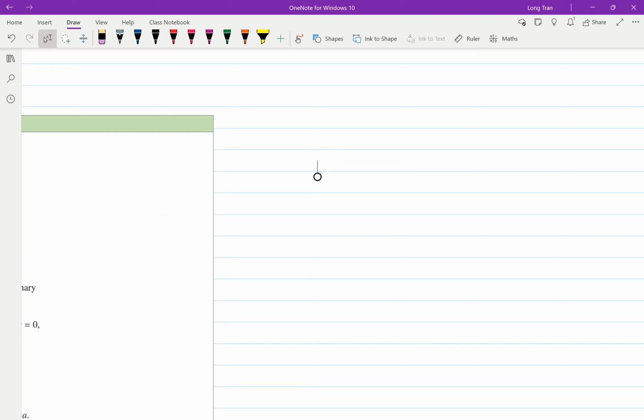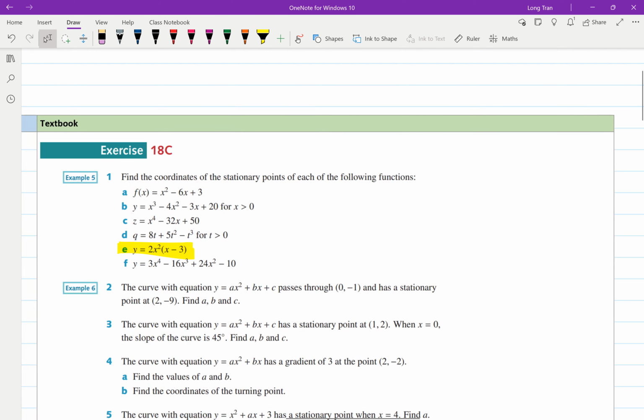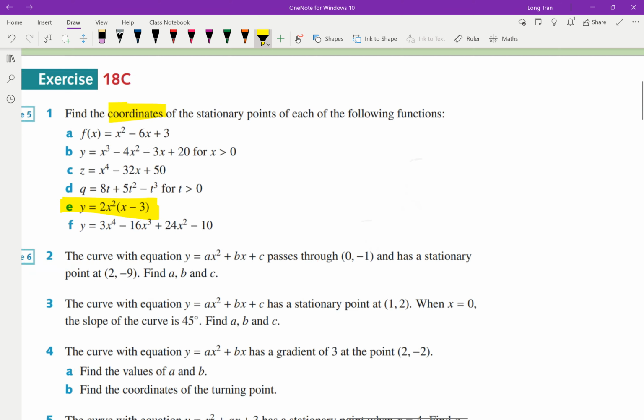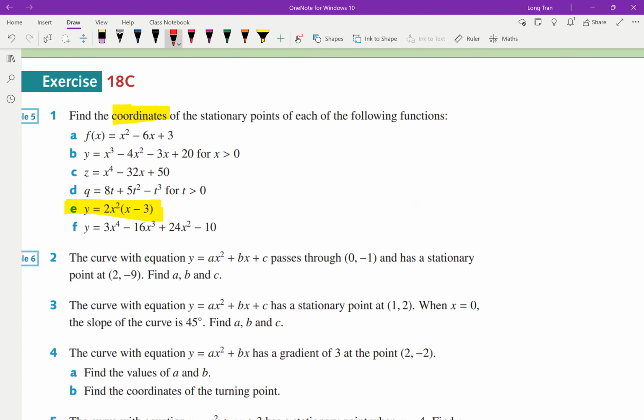So most students, when they read this question, they're only giving me the x. When it says coordinates, they want you to find the x and y point. You have to give the y point, otherwise you lose your marks. Okay? So here we go. Let's do E. 1E. y is equal to 2x squared times x minus 3.